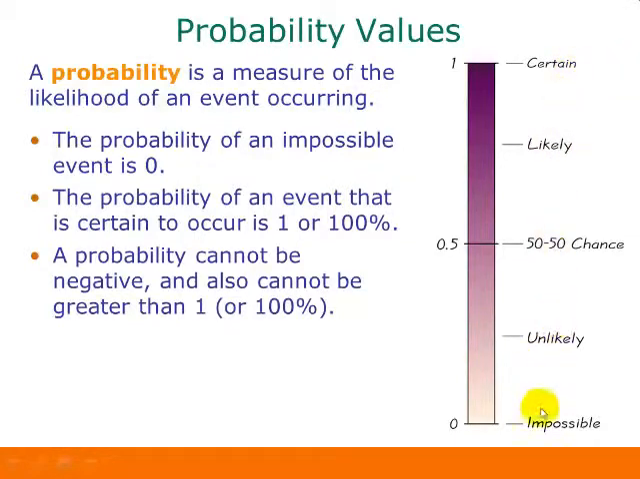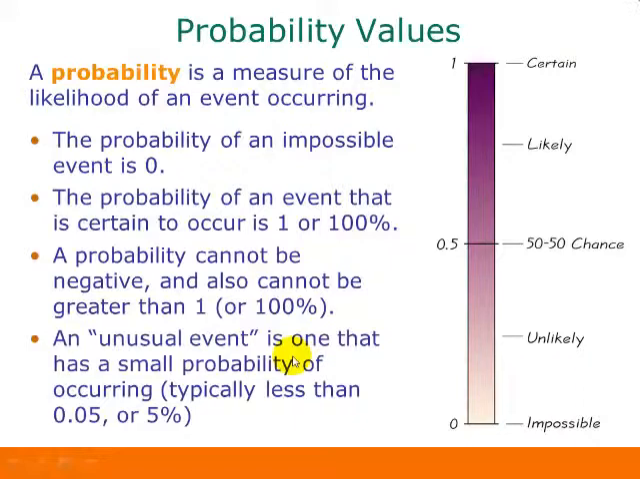And then we have all these possibilities in between. If the event is unlikely, we would have it down here with a small probability. If it's likely, we would have it up here closer to the 100%. One value that a probability can't have is a negative value. So we can't have any probabilities that are less than 0. We also can't have probabilities that are greater than 1 or greater than 100%.